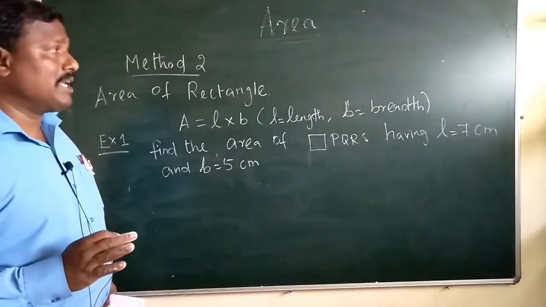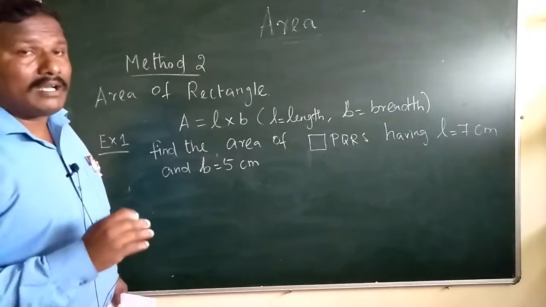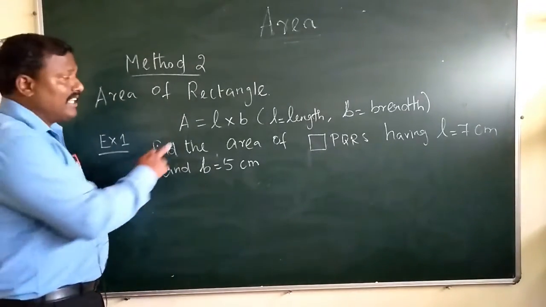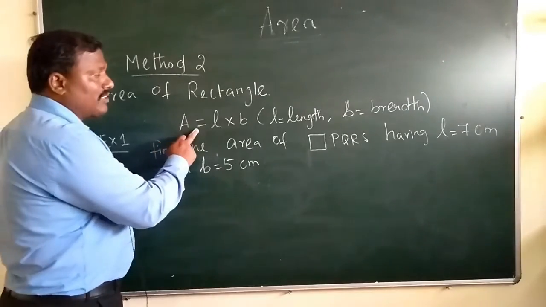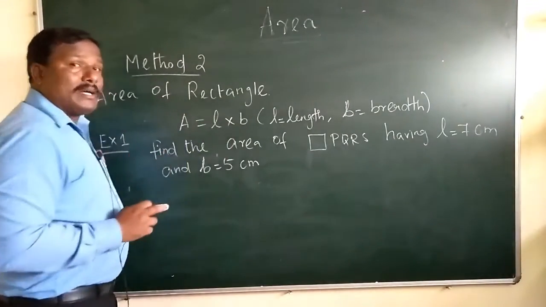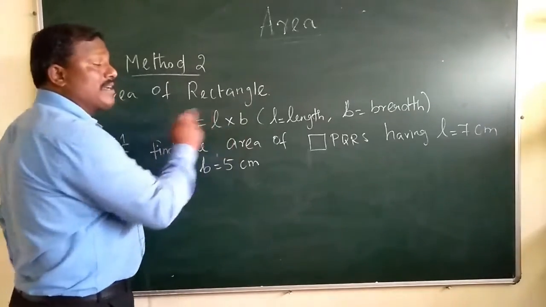The formula is very important. The formula to find the area of a rectangle: A means area. Area is equal to length into breadth, length multiplied by breadth. L means length, B means breadth.